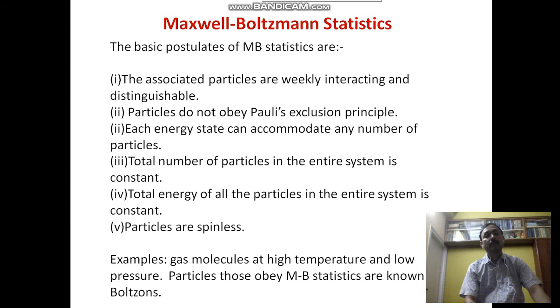Number 2, the particles do not obey Pauli's exclusion principle. That means the particles are not obeying the exclusion principle. So from this, number 3 postulate is each energy state can accommodate any number of particles. That means in any energy state, any number of particles can be accommodated. Suppose there are 5 energy states. Suppose the first energy state has 1 particle, second has 2 particles, third has 5 particles, fourth has no particle, fifth has 1 particle. So this is how it is arranged. So any number of particles can be accommodated in any energy state.